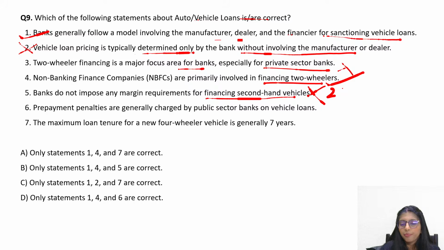Okay, so it's incorrect. Prepayment penalties are generally charged by public sector banks on vehicle loans. Public sector banks generally do not charge prepayment penalty, so it's incorrect. The maximum loan tenure for a new four-wheeler vehicle is generally 7 years. Correct. So which are the correct statements? 3, 4, 5, 7 is correct.